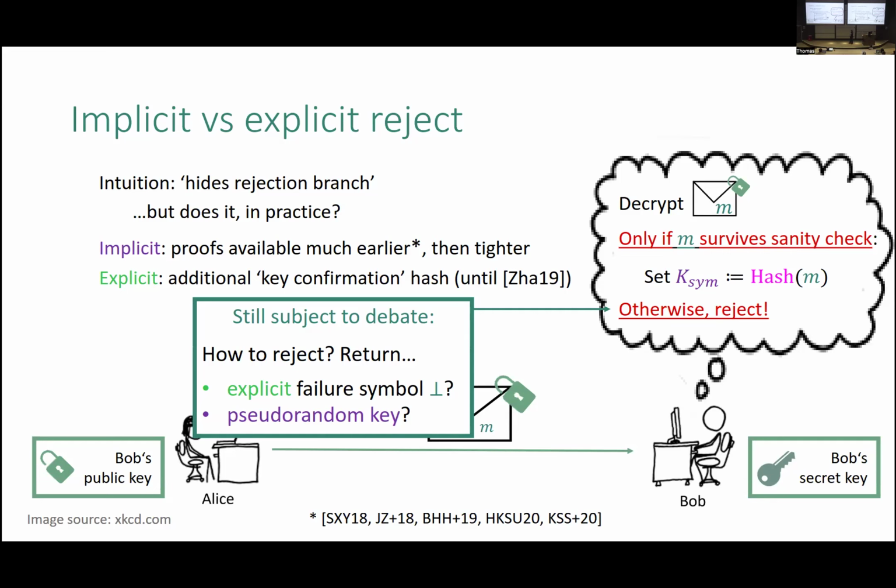And then there's also the provable security perspective. I think one of the main reasons why the NIST proposals chose implicit rejection was that quantum security proofs were available for that much sooner.